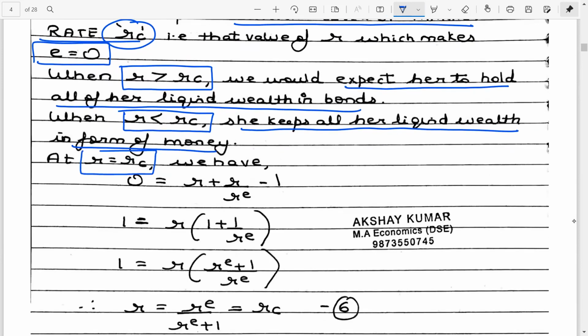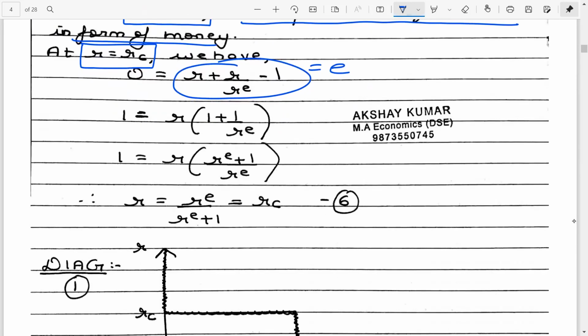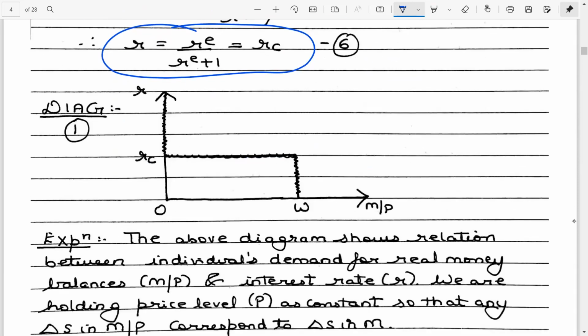When R is equal to RC, you can clearly see in this particular case, E is equal to 0. This is nothing but my expression for E. I set it equal to 0 and solve for the critical level of interest rate. I get my critical level of interest rate as RE upon RE plus 1. And you can clearly see in this particular segment, R is greater than RC. So all my liquid wealth is in the form of bonds, and my demand for real money balances is 0.